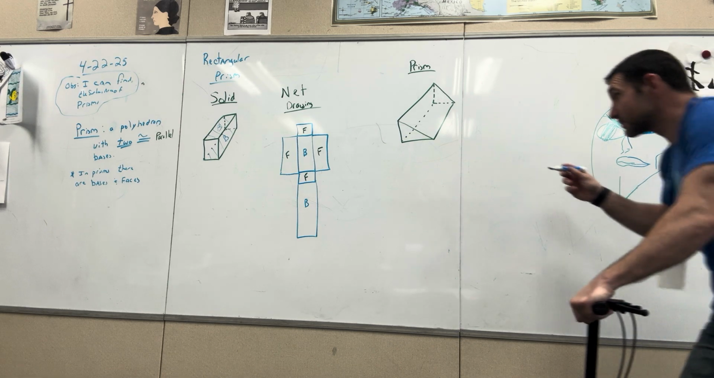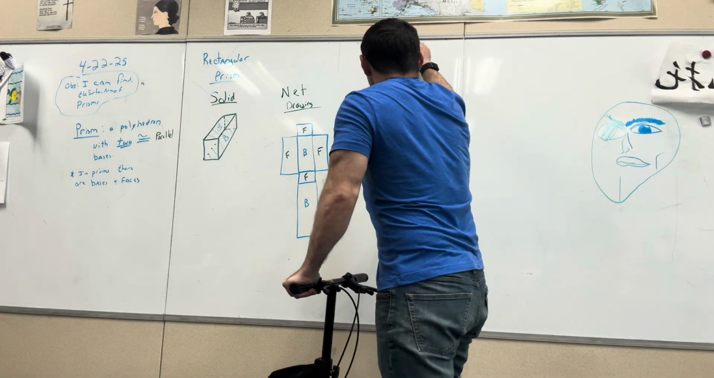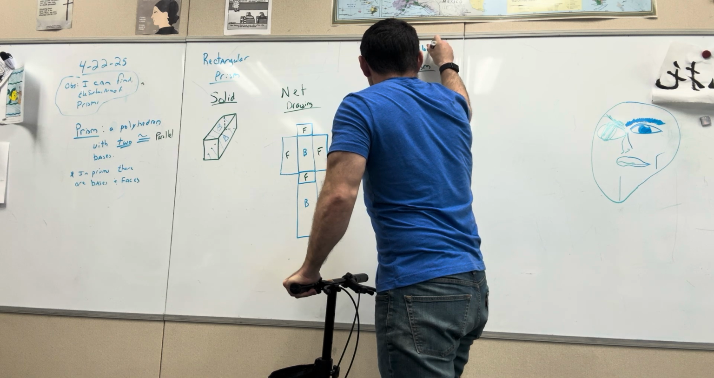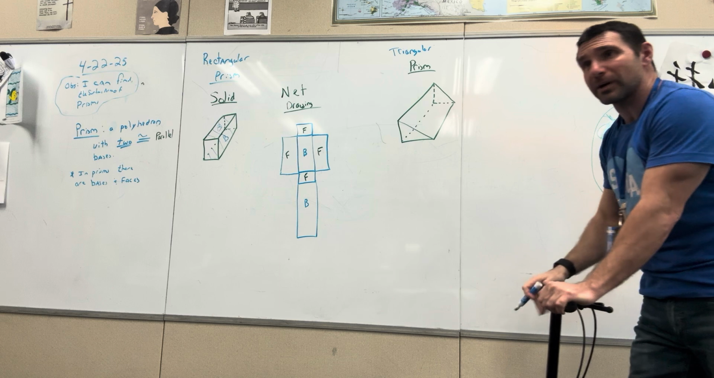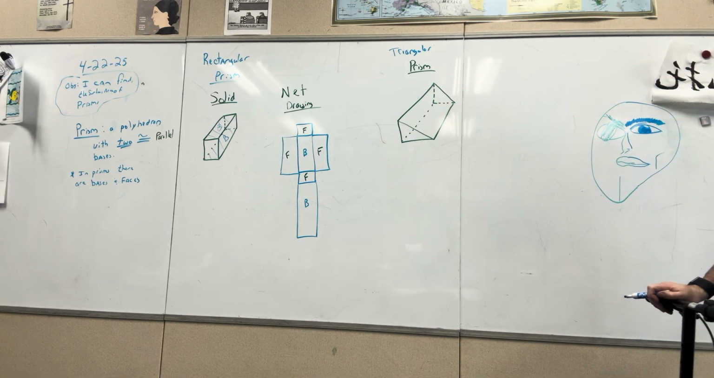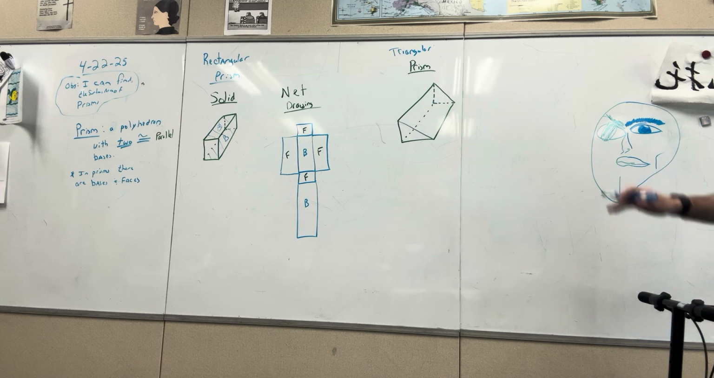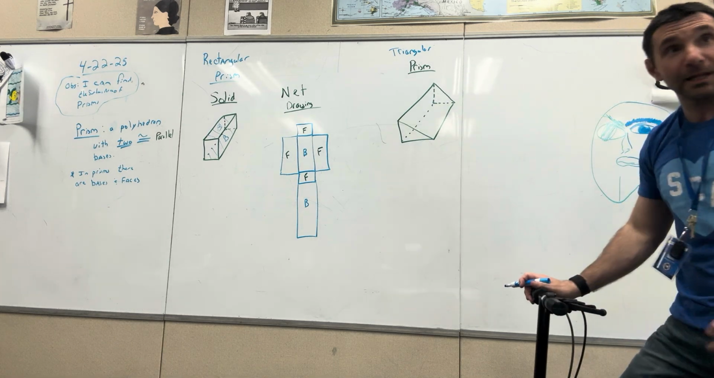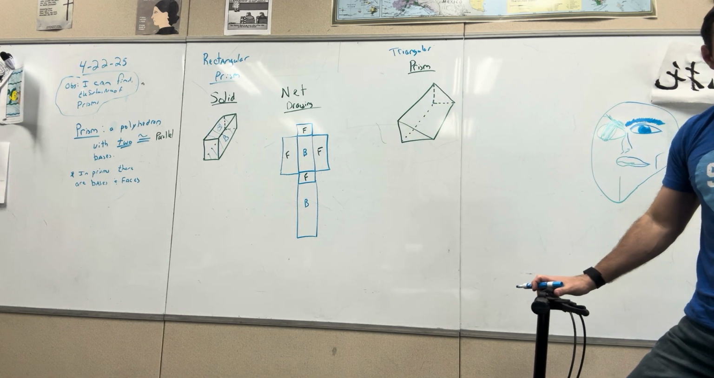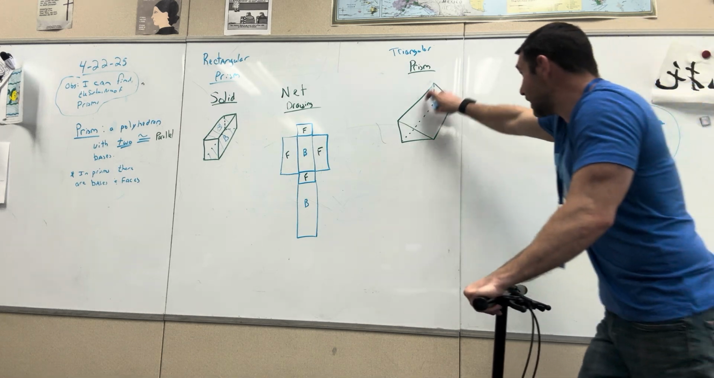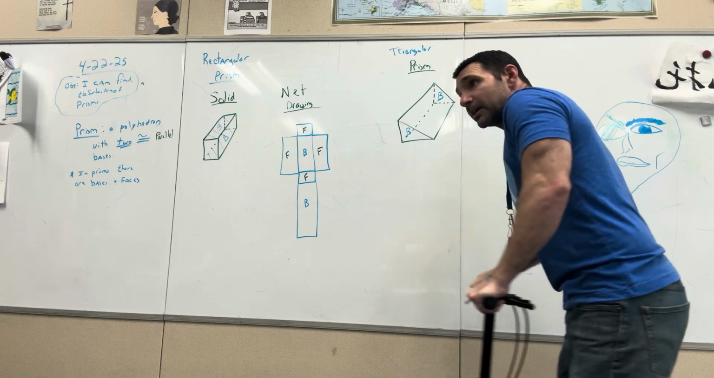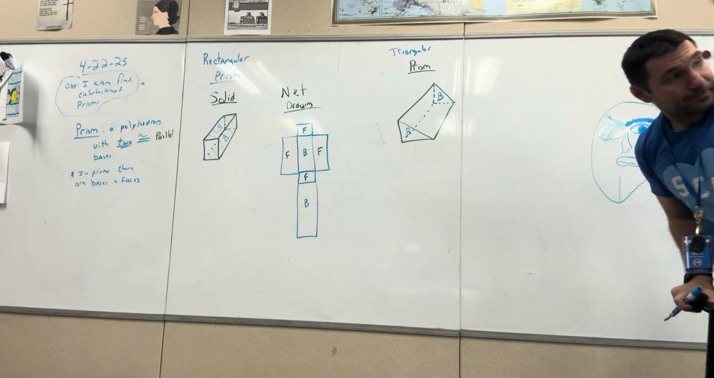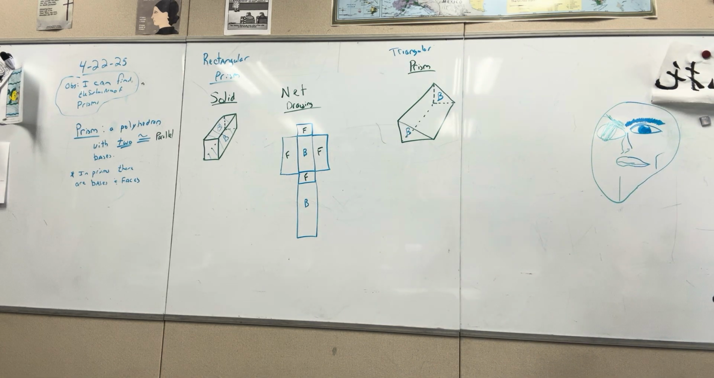Now, listen, a lot of students have trouble with this because they go, but Mr. H, isn't this the base right here? It's sitting on that. Sure it is. It is sitting on that. That doesn't mean it's the base. Is there something above it that's parallel? No, there's nothing above it. There's this line. But this triangle and this triangle are exactly the same and are parallel.